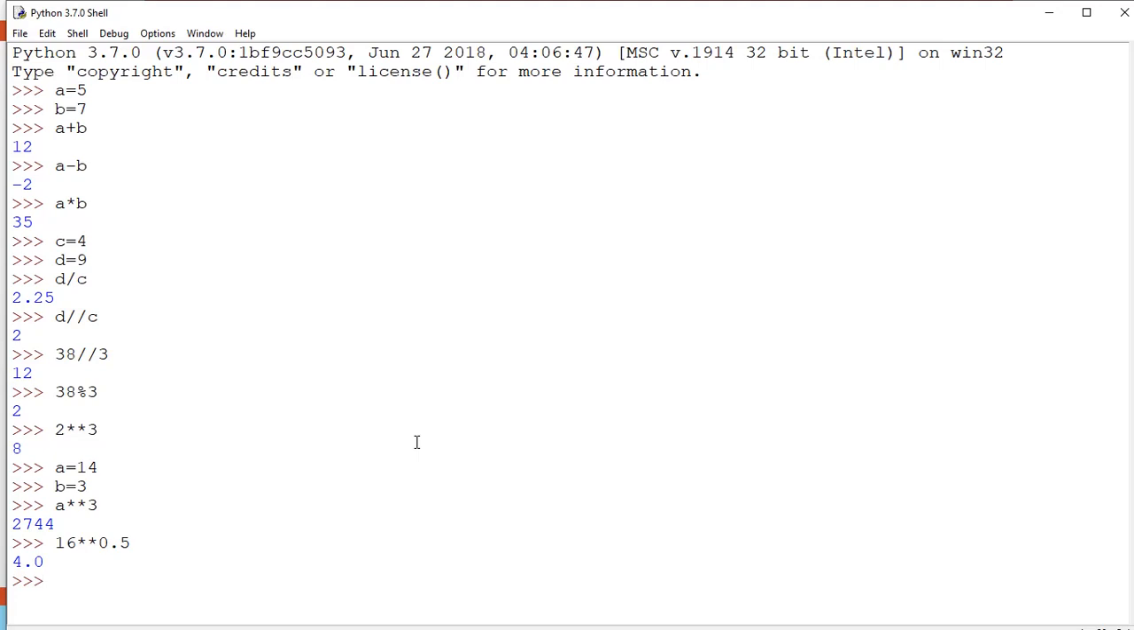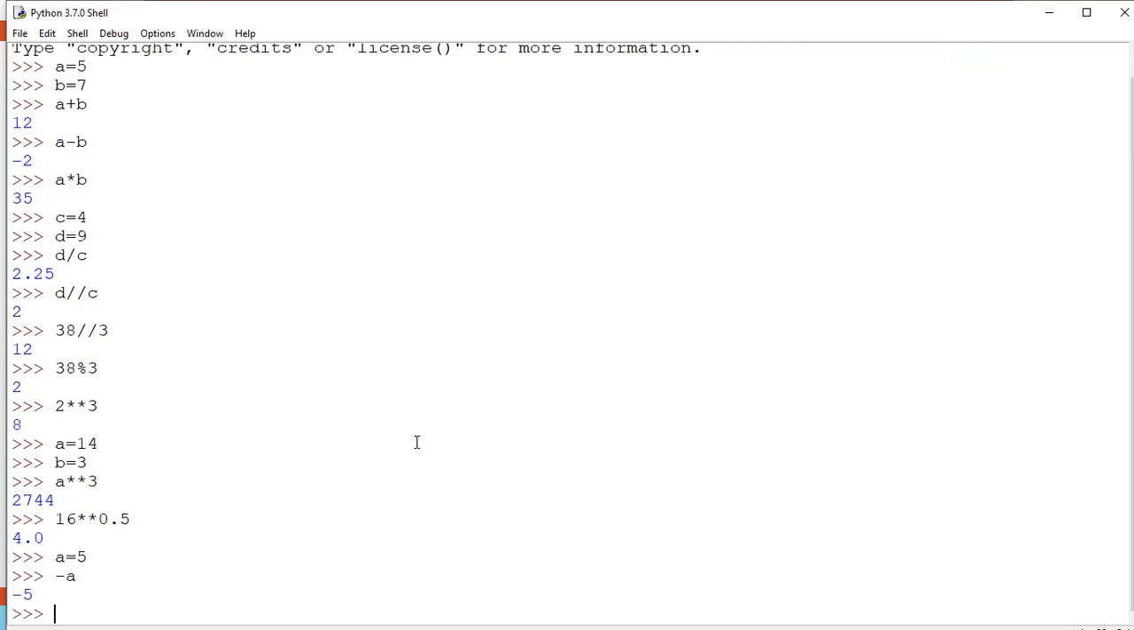Also, I've talked about the unary operator, so you can check for that also. Suppose you write a is equal to 5, and then you write minus a. Let's see the answer. The answer is minus 5. What you have used here is a single symbol, minus, and it has provided a result. So it was operating over a single operand only. Whenever the operation is performed on a single operand, the operator is a unary operator.